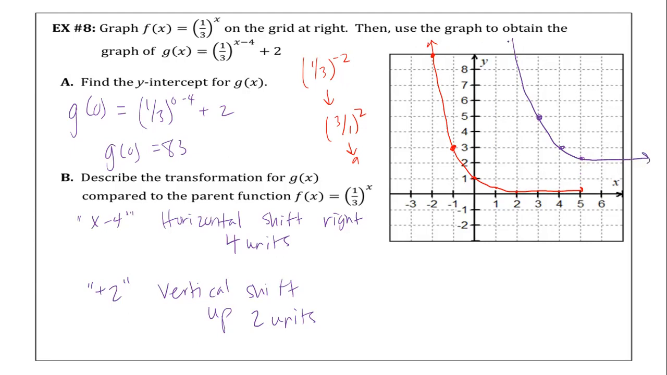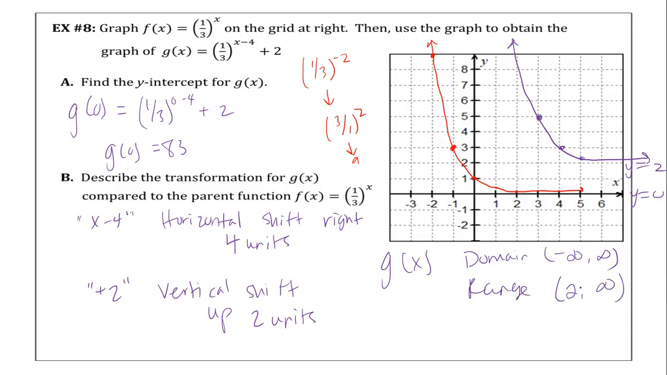Okay, notice that here we had an asymptote at y equals 0. Our asymptote is now at y equals 2. And I'm not touching 2. I'm still approaching it. So the domain and range are changing clearly. For g of x, the domain is still -infinity to infinity, but your range is now from 2 to infinity.